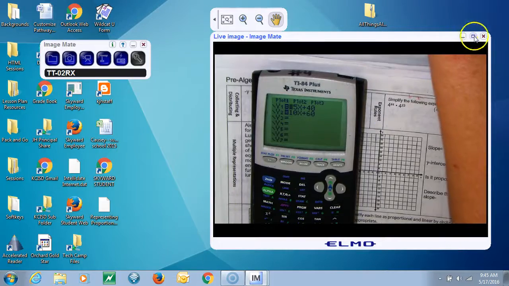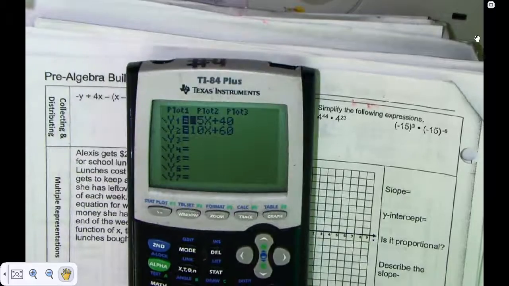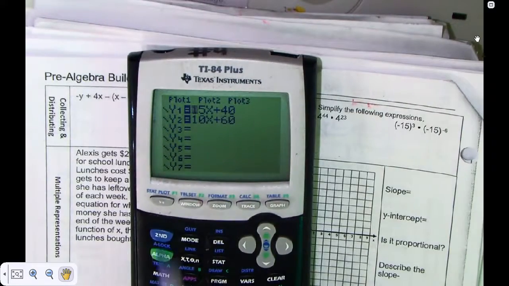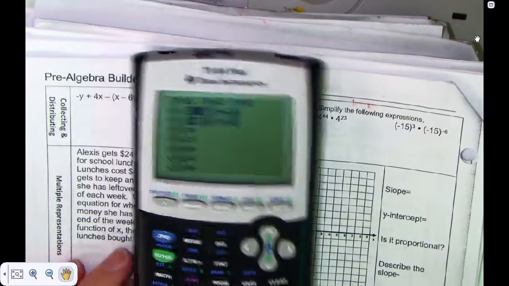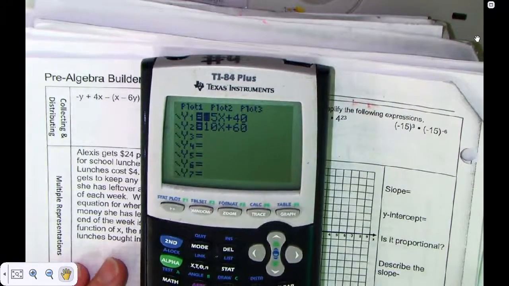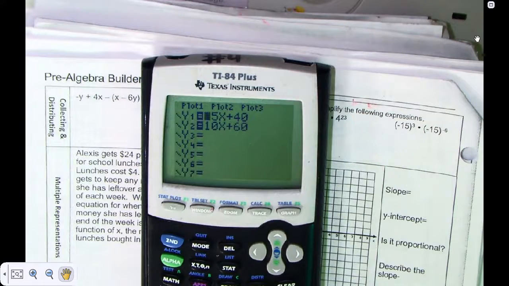Okay, so yesterday we learned how to set this up on the equations on the calculator. And we went to Y equals, we typed in 15x plus 40 and then 10x plus 60. 15x, Emily charged $15 an hour plus $40 fee to clean up. Caitlin charged $10 an hour plus $60 to clean up the yard.